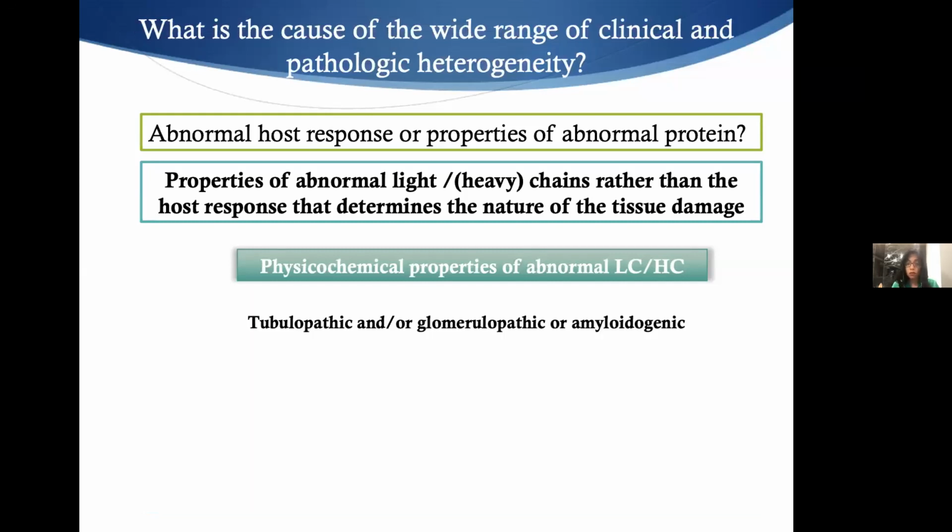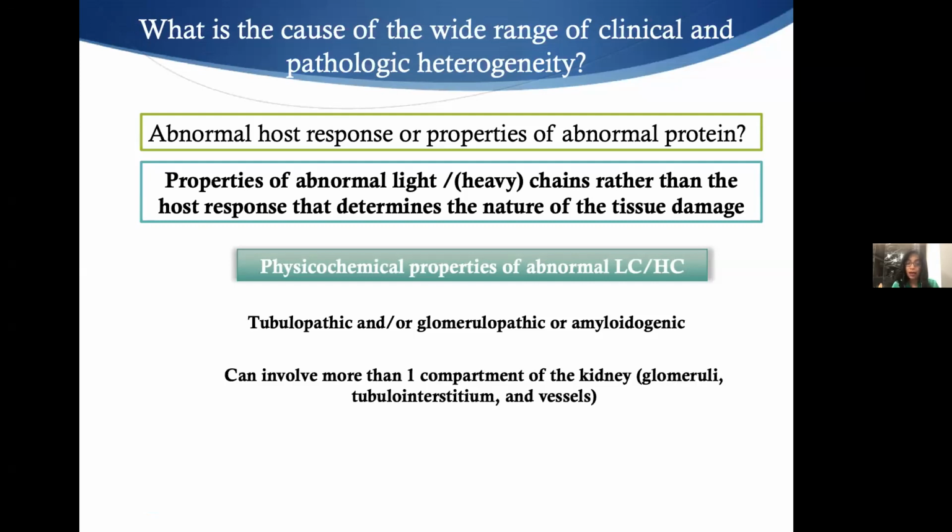So these deposits could be tubulopathic and/or glomerulopathic or amyloidogenic, and can involve more than one compartment of the kidney. They don't have to come targeting a single compartment. So they can affect glomeruli, tubulointerstitium, and vessels, and can occur concurrently, meaning that they can occur together.